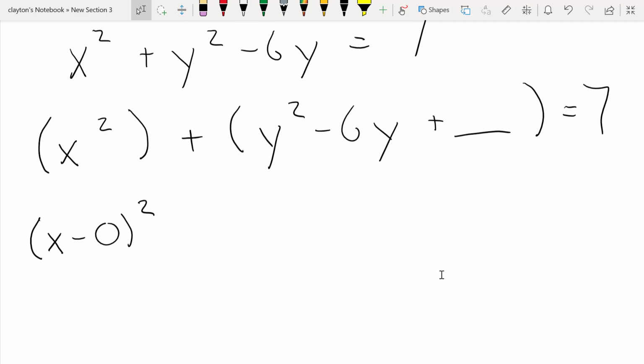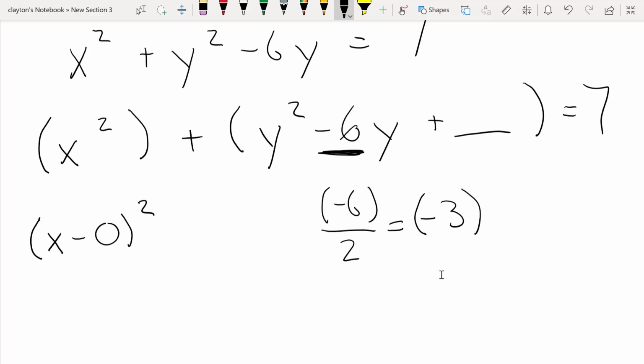Now for the y's, we're going to go about completing the square the way that we did before. Meaning I'm going to look at this middle value. My middle value is negative 6. I'm going to divide it by 2. I get negative 3. We divide by 2, we get a value, and we square it.